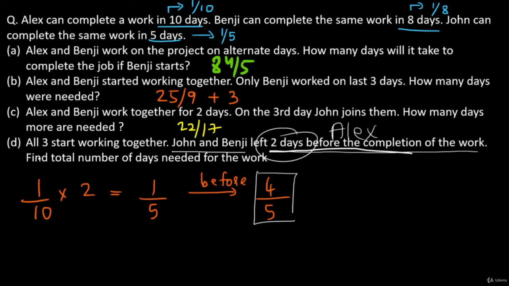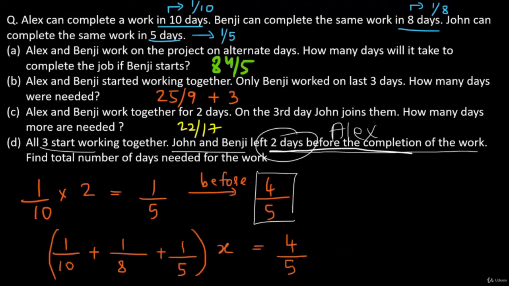Now, when all 3 were working together in 1 day, they'll do 1 by 10 plus 1 by 8 plus 1 by 5 of the work. So, in x days, they'll do 1 by 10 plus 1 by 8 plus 1 by 5 into x, and that has to be equated to the amount of work that was already finished before they 2 left, which is equal to 4 by 5.